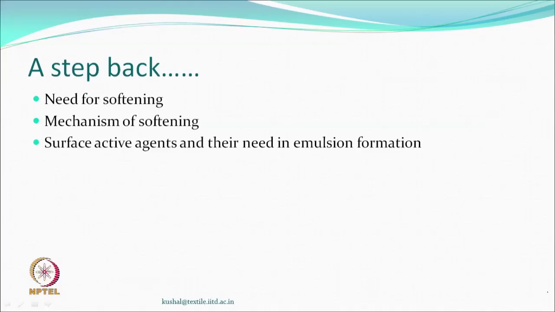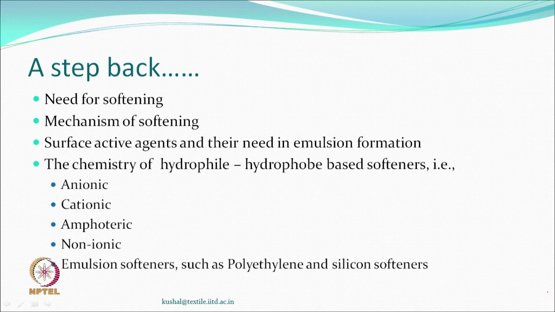We also understood that some of the softeners are not going to be water soluble because they do not have a hydrophile, so they will have to be emulsified and applied as an emulsion. The classifications based on hydrophile and hydrophobe are anionic, cationic, amphoteric, non-ionic, and other than that you have emulsion based softeners like polyethylene or silicon softeners.